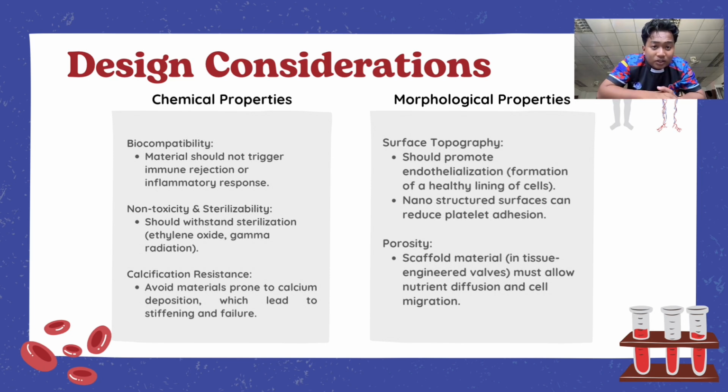And the second part is morphological properties. The valve surface topography should encourage healthy cell lining. For example, nanostructured surfaces help reduce platelet adhesion, lowering the risk of blood clots. If tissue engineering is used, porosity in the scaffold must allow nutrients and cells to move through, ensuring tissue integration.